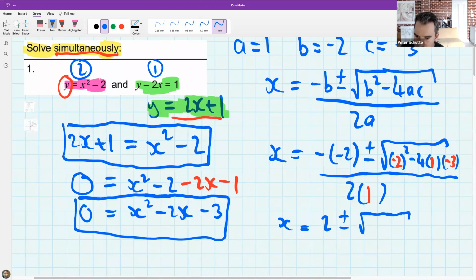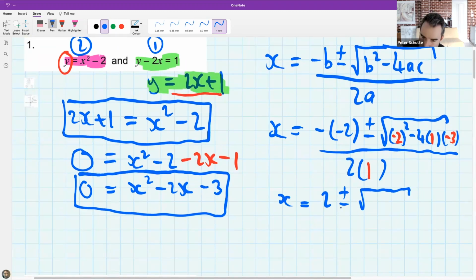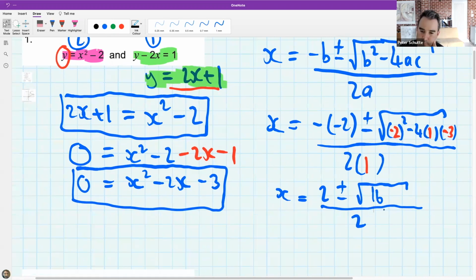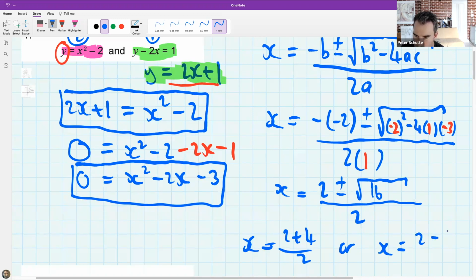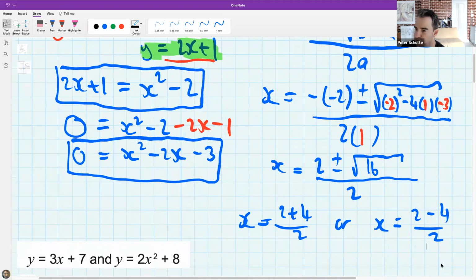Now, I don't know what delta is. And this is where I get a bit worried about things going pear-shaped with calculators. But I'm pretty confident that delta is 16. So we're not done yet, but we're close. So x is equal to 2 plus the square root of 4, so 2 plus 4 over 2, or x is 2 minus 4 over 2. And for those who factorized, I see we're getting the same answer.